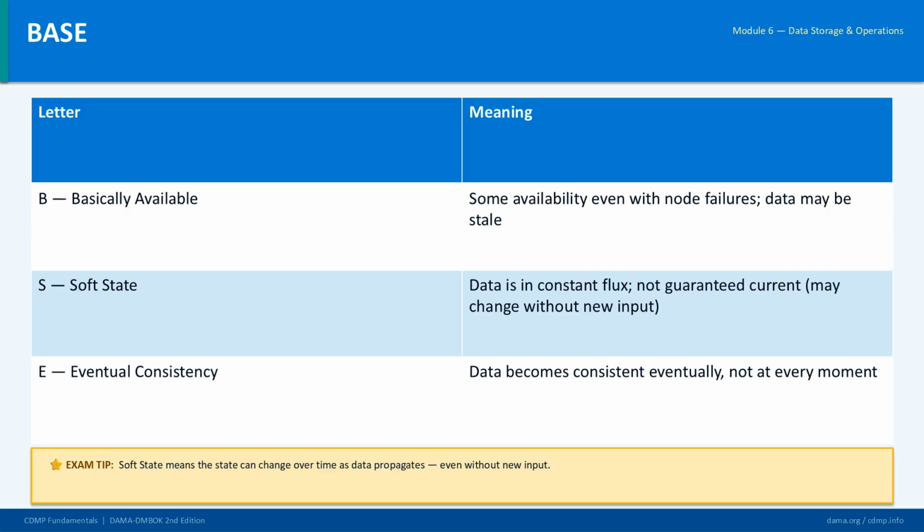In fact, the state can change over time even without new input, as data propagates. And the E is eventual consistency, the data will eventually become consistent across all nodes, just not at every single moment. The trickiest of these is soft state, so remember, the state can drift over time as replicas sync.